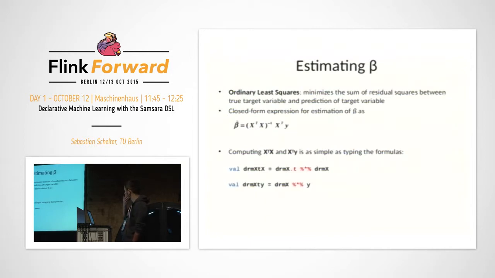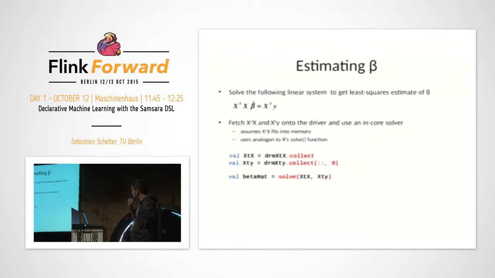I've already showed this to you in the beginning. If you have some linear algebra formulas, that is pretty easy to implement in Samsara. So if we wanted to start doing this, at first we need to compute X transpose X, that's the left part of this formula, and X transpose y, the right part of this formula. So we can just type that in. We say our variable drmXtX is simply the drmX transposed times drmX. And the same thing goes for the variable drmXty. So it's basically just typing down the formulas.